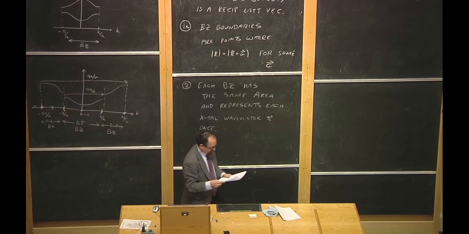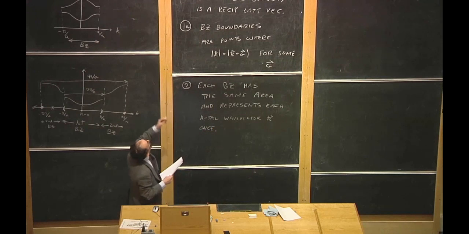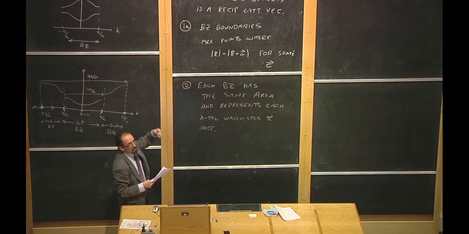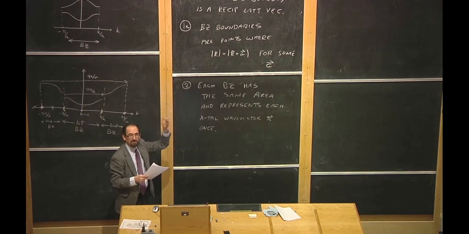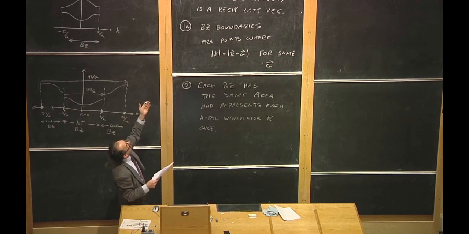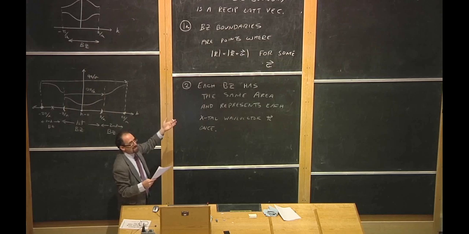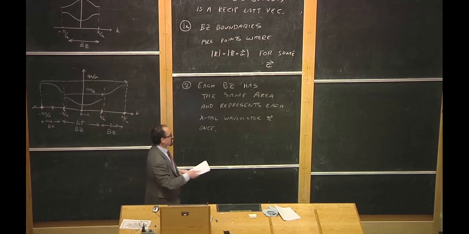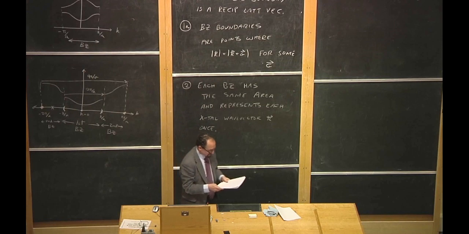inside each Brillouin zone. Incidentally, is it obvious from the second Brillouin zone that you would define the third Brillouin zone analogously, where the third closest reciprocal lattice point to k equals 0 would define the third Brillouin zone. So you have the first, second, third. You can have as many Brillouin zones as you want.